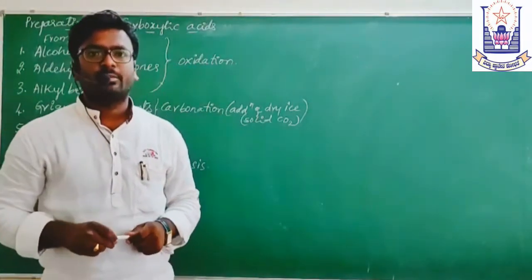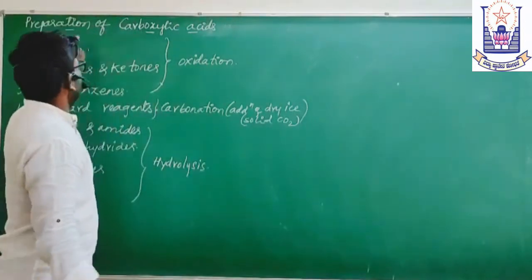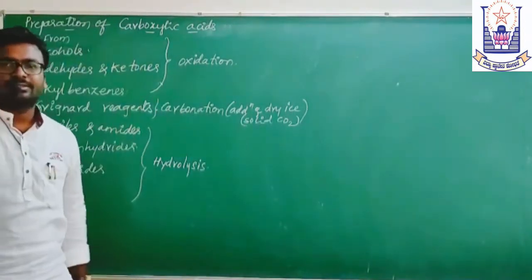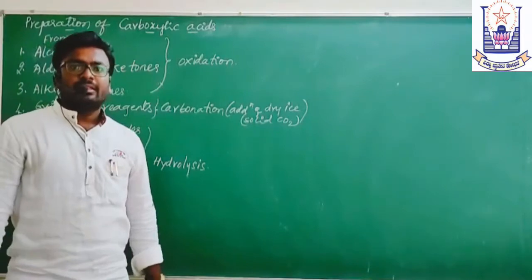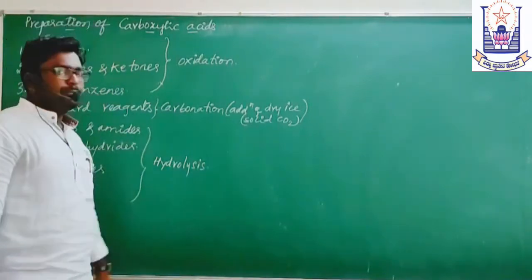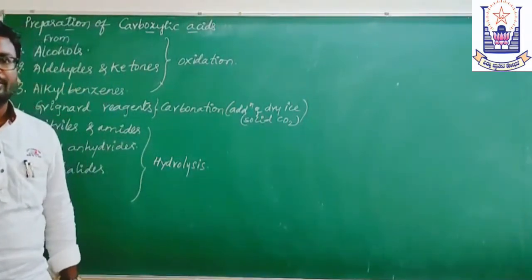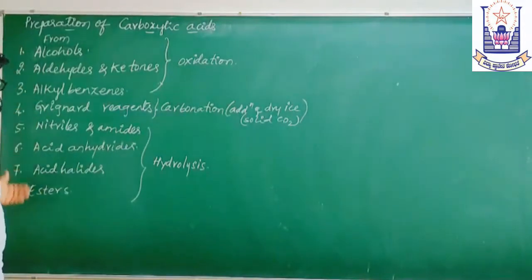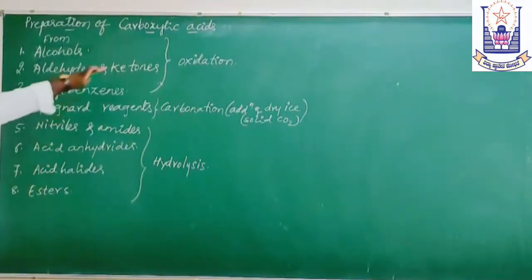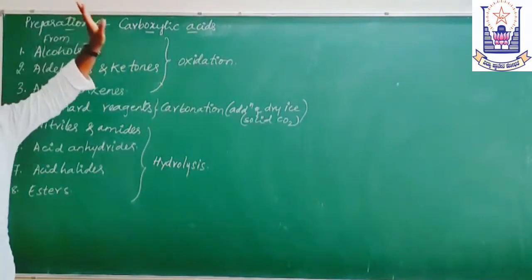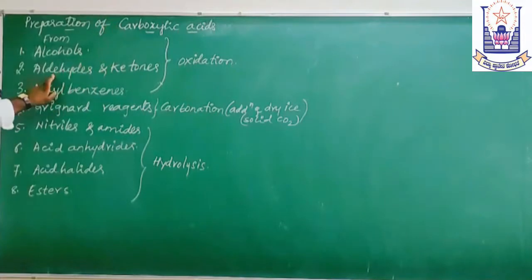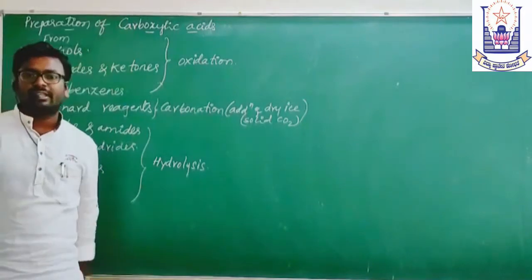We shall discuss the preparation of carboxylic acids. These are very simple preparative methods. There are totally 8 methods. Oxidation of alcohols gives carboxylic acids. Oxidation of aldehydes and ketones, and oxidation of alkyl benzenes, also gives carboxylic acids.